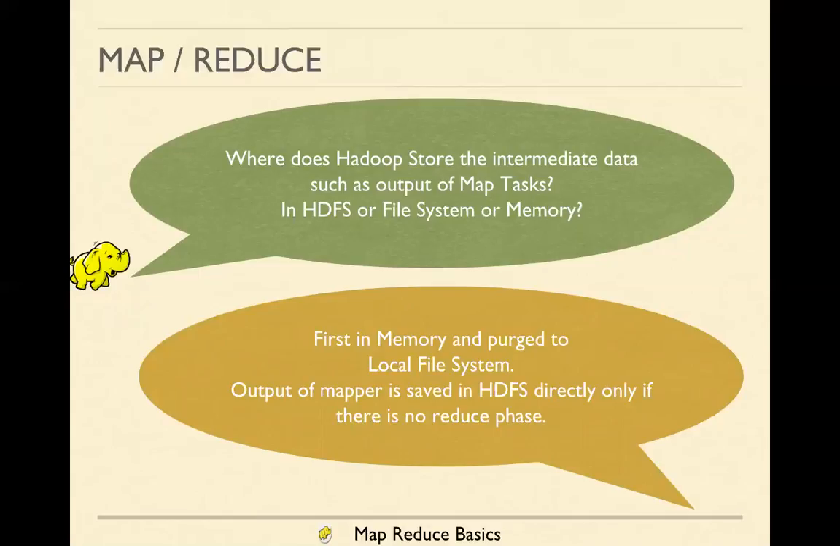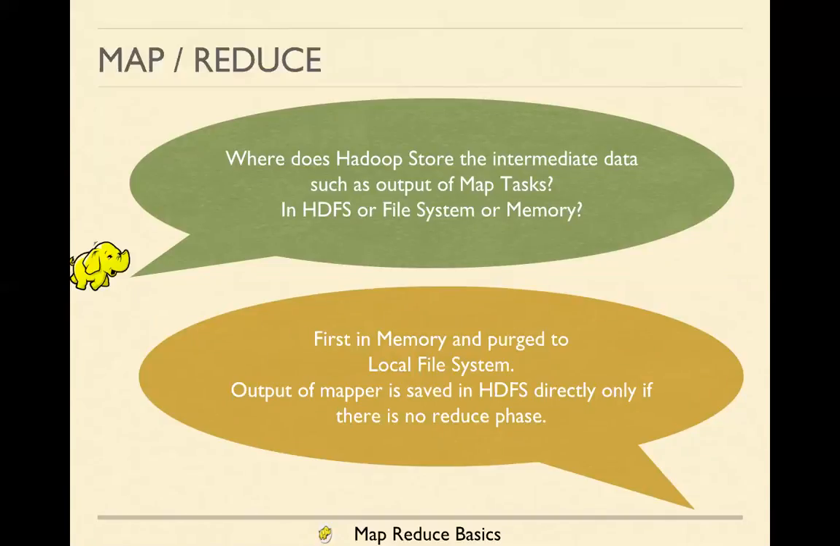So first the output of the map task stays in the memory and then is purged or flushed to the disk. Is everybody able to hear me? Kush can't hear me. All right, wonderful. Is everybody with me on this? It's purged to the disk, to the local file system, meaning it's not on HDFS, it's on the machine which is running the map task. It is purged as soon as the buffer is full.